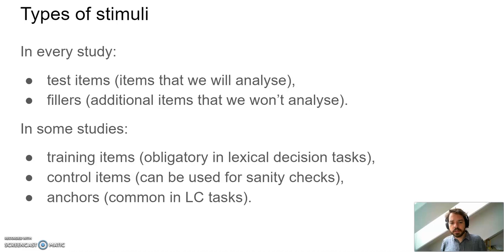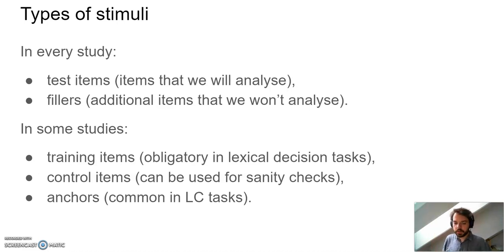In some studies, you also have training items. We saw this. There were items on which we were just learning how to do the task. Then there are control items. These can, for instance, be used for sanity checks. For instance, a word like rose. If you get a participant who answers yes to the question whether rose is a word, then you might want to exclude this participant because it is an indication that they're not really focusing on the task. And anchors, these are items that we in a way had in our experiment because we said park is a word, LARP is not a word.